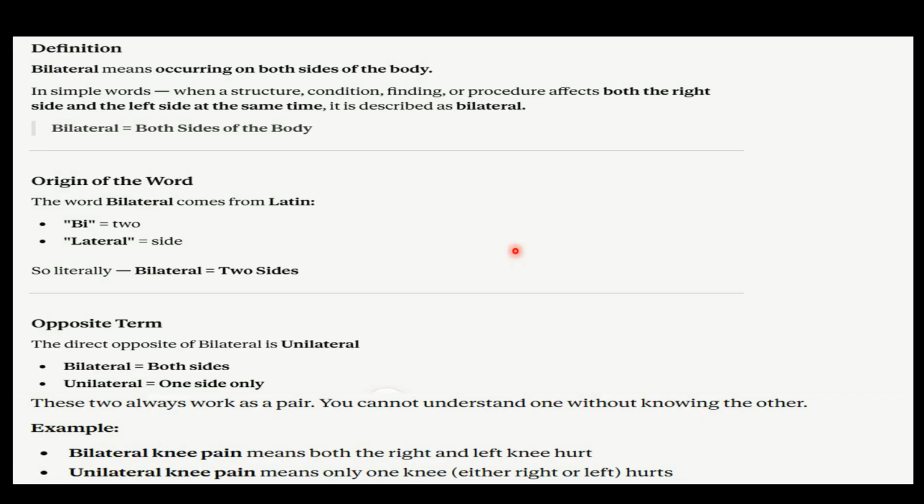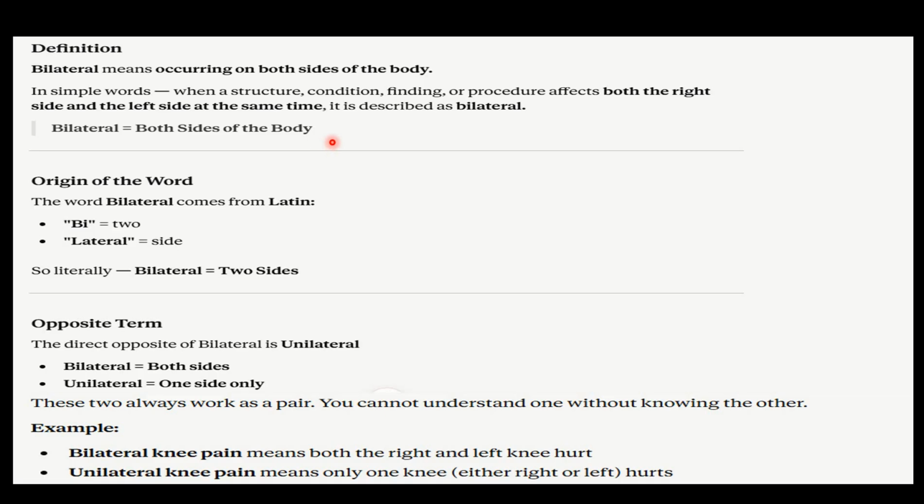So we will start from the definition itself. The definition says bilateral means occurring on both sides of the body. If something is occurring on both sides of the body, then we denote it as bilateral. You can say that whenever a structure, condition, finding or procedure affects both the right side and the left side at the same time, it is described as bilateral. So bilateral means both sides of the body.